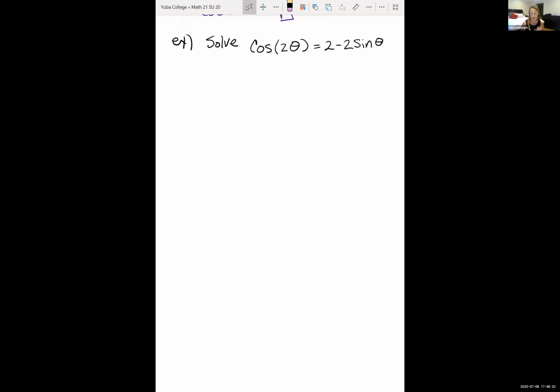Okay, so different. It's telling me to solve. And it wants only the answers, because there's an infinite number of answers that would work, but they want only the answers with theta between 0 and 2 pi, including 0, but not 2 pi.